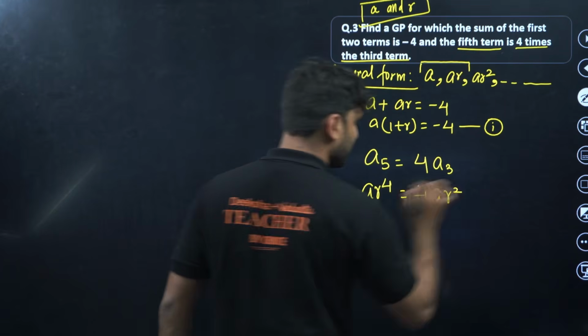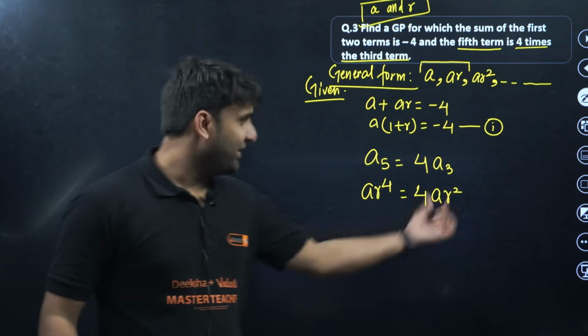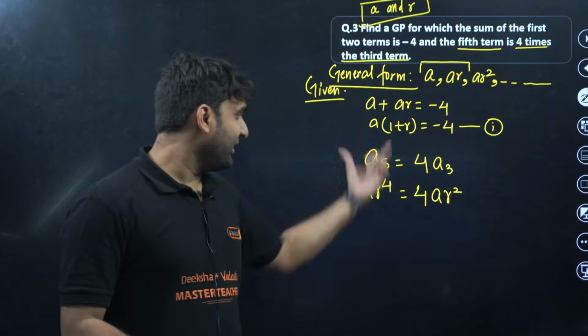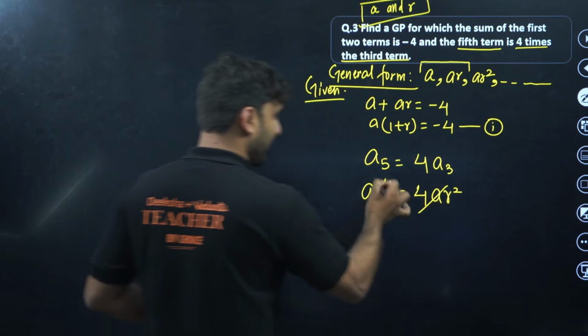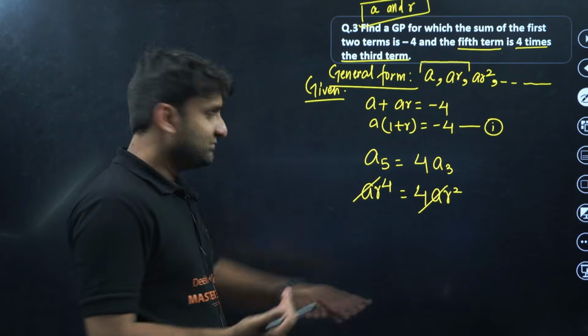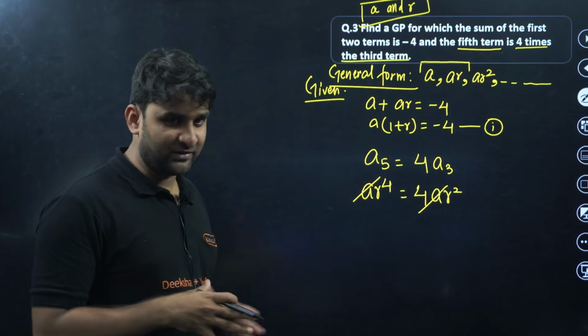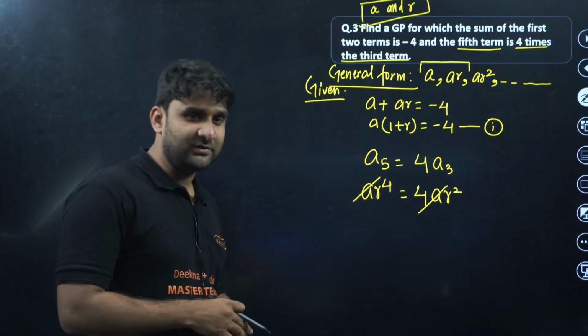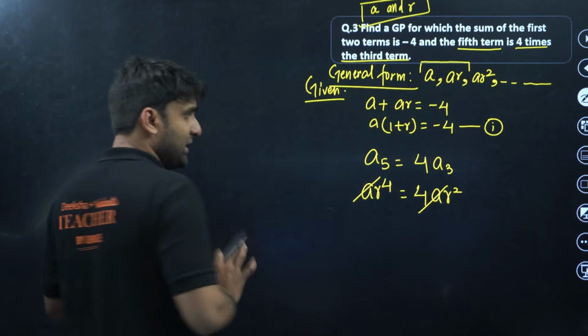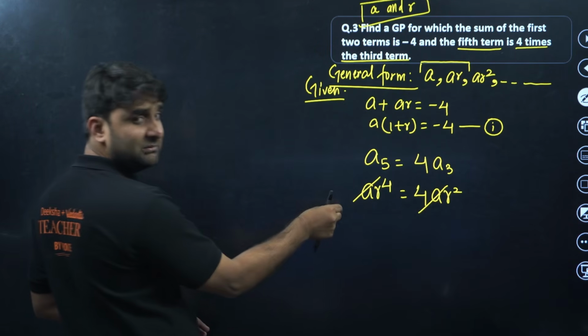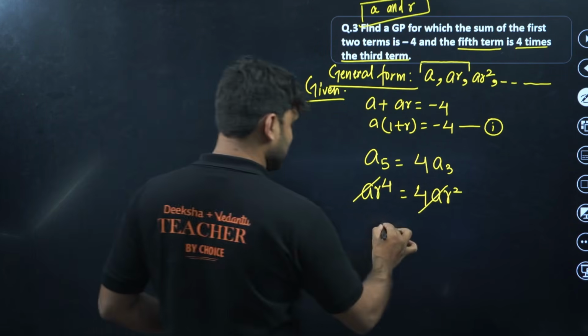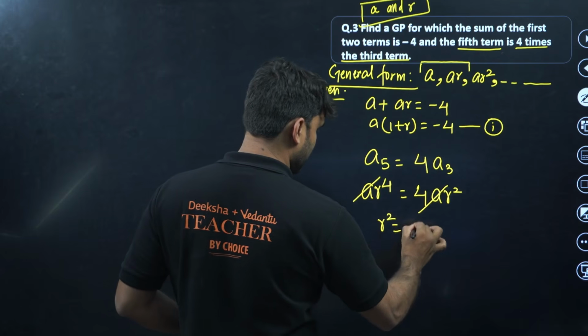R square. For third term, AR square. For fifth term, AR to power 4. Okay, now A cancels because the coefficient of A on both sides is the same, and both A are in multiplication. Now, R to power 2, R to power 4, so R to power 2 will come to this side and cancel, so R square will be equal to 4.